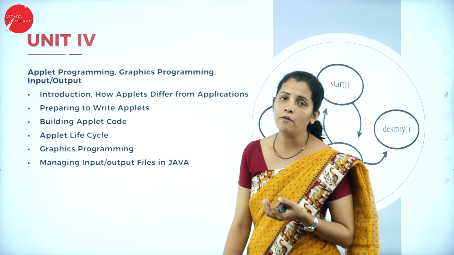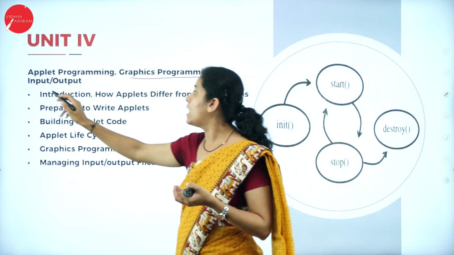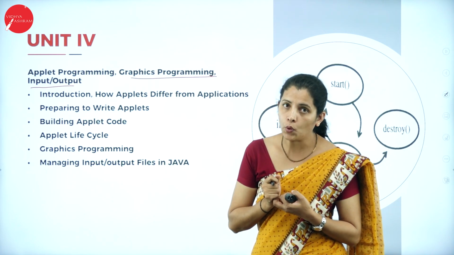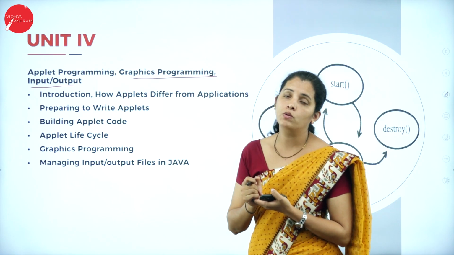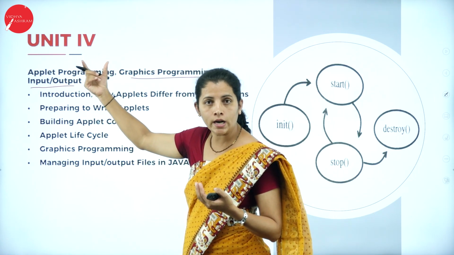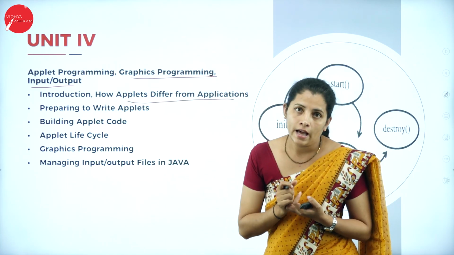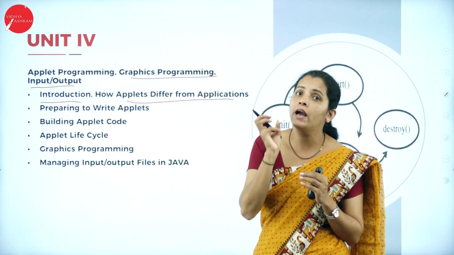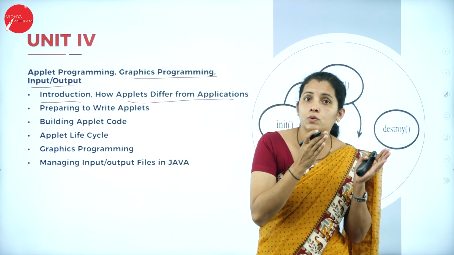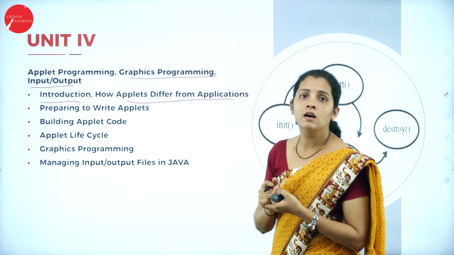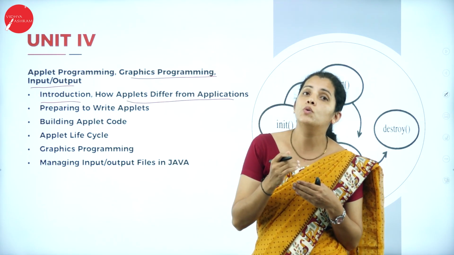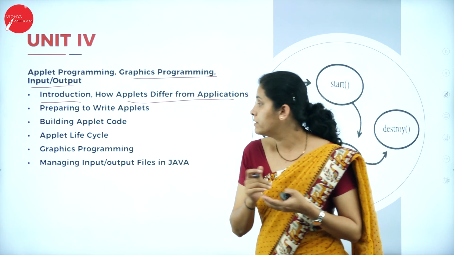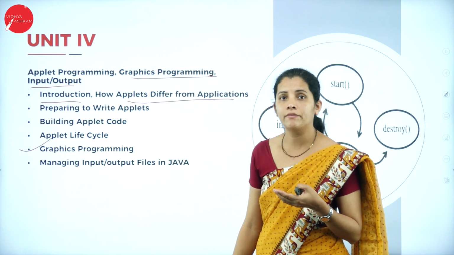Under fourth unit, I'm going to have applet programming, graphic programming, and input and output. That means here applet programming is nothing but the small program. Here we are going to study in depth about how to create and write applet program. Along with that, the different life cycle of applet programming. That means at the beginning, I'm going to have introduction about the applet programming, then how the applet program is different from other application, how to write the applet programs, then how to build the applet code and the life cycle of applet.